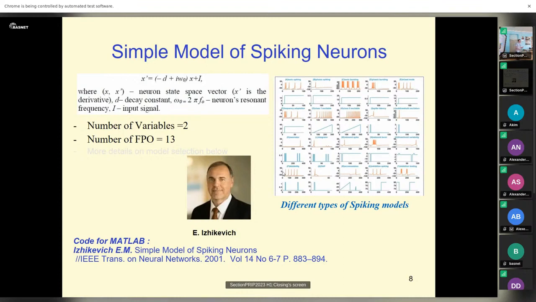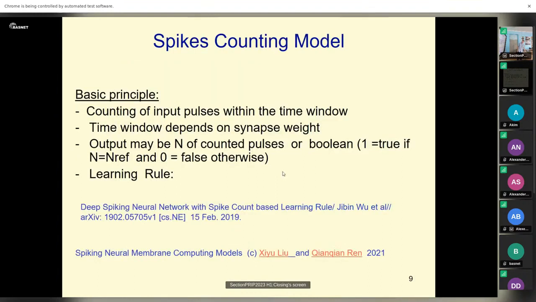But it needs an FPU, and floating point operations are costly, so we'd like to implement it in a simpler way because we need low power consumption for this device. We propose such a model as the spike counting model.